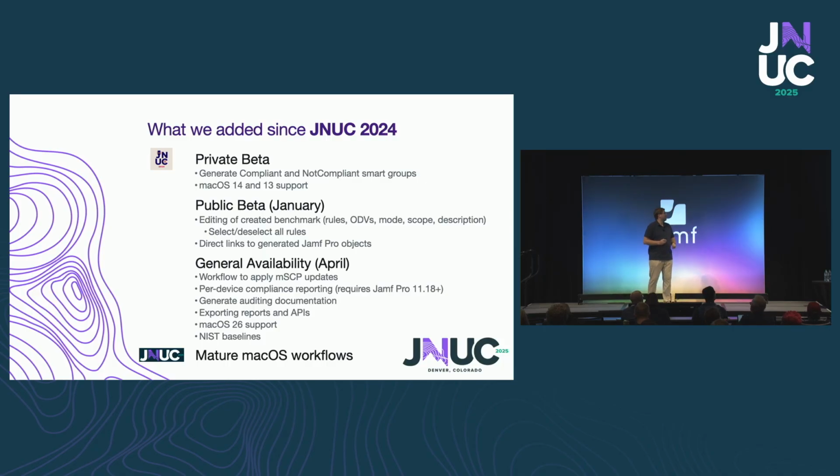So we got the NIST baseline. We have macOS 26 support. We have the auditing documentation, exporting the compliance status. Most of these are also available via APIs. So this means that right now, at this JNUC, we can call this a major workflow for macOS.